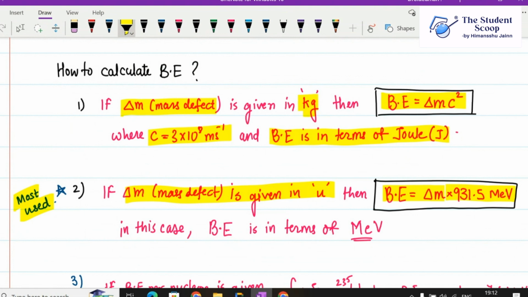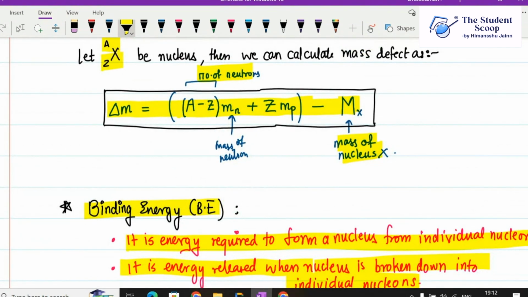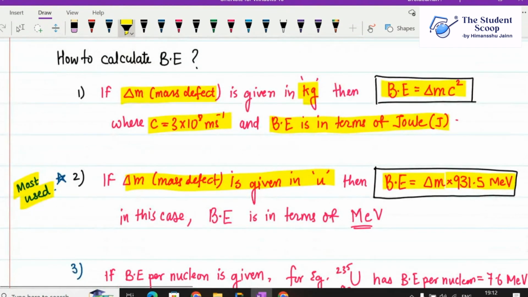Binding energy can be found by taking the mass difference between the individual nucleons and the mass of the nucleus itself, and then multiplying it by 931.5 mega electron volts. That conversion factor is not given in the data booklet, so you need to remember that. This will give you binding energy in mega electron volts, and you will find that most of the questions ask for binding energy in mega electron volts only.